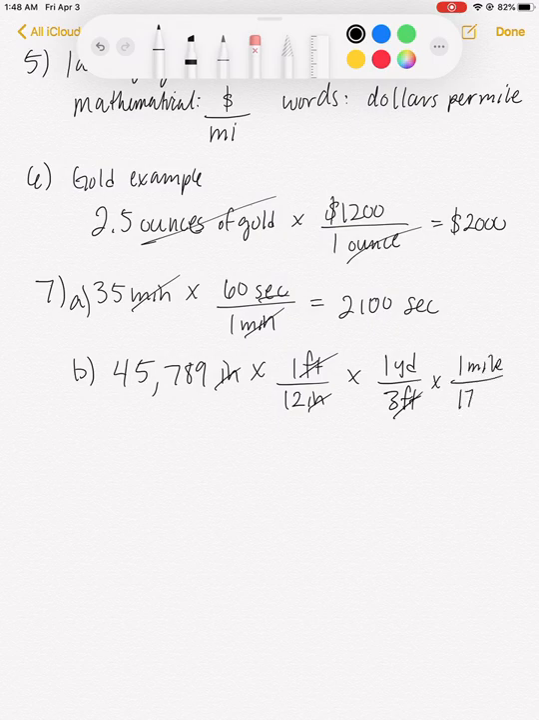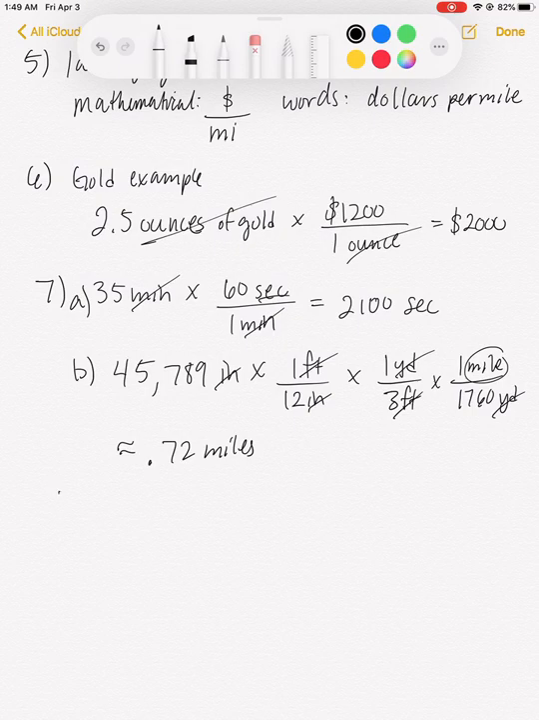for every 1760 yards. I needed yards to cancel, so I put that in the denominator there. So I'm chaining them together, and all I have to do to find the answer, which is going to be in miles, is take 45,789, divide by 12, then divide that by 3, then divide that by 1760. When we do that, we get about 0.72 miles. So it's almost a quarter mile.